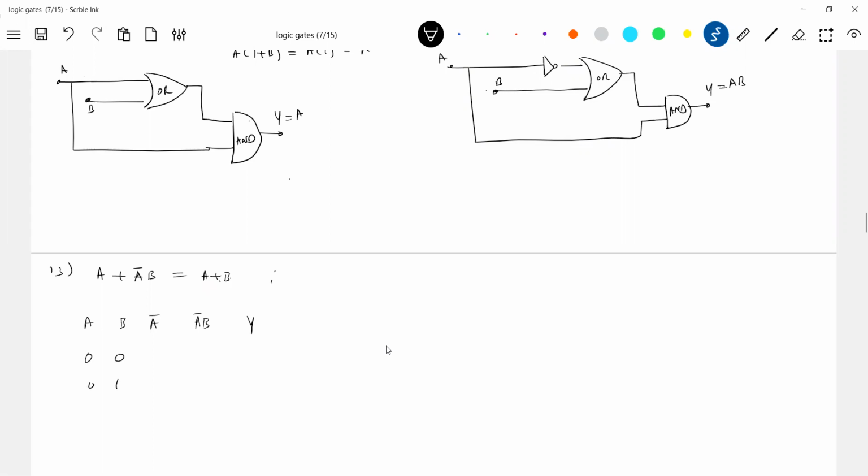0, 0, 0, 1, 1, 0, 1, 1. What should be the negation of this: 1, 1, 0, 0. A complement B. Again, you take dot product of these two columns. 1 dot 0, 0. 1 dot 1, 1. 0, 0. What should you add now? You should add A complement B with A. This fourth column and the first column you have to add.